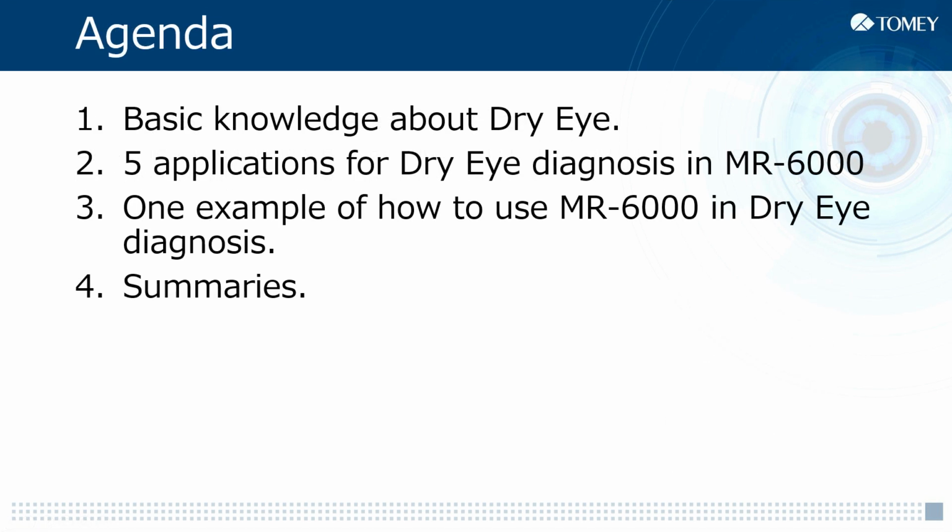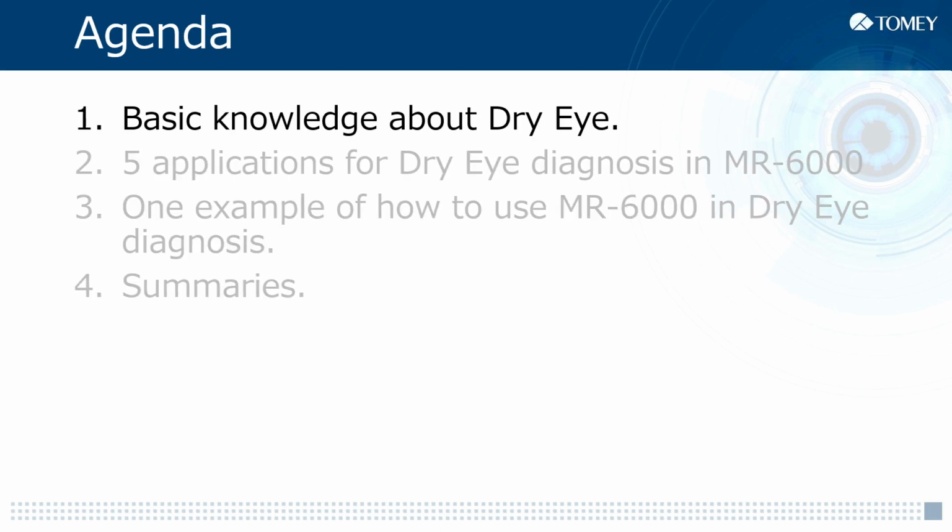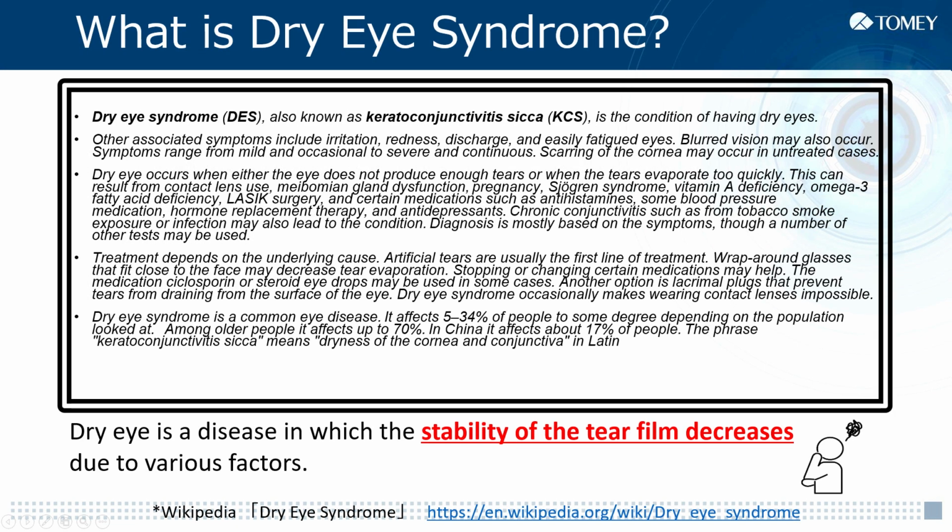Here are the topics in this presentation. First topic is basic knowledge about dry eyes. This article is explaining what dry eye syndrome is, and it is just quoted from the internet, so I am not trying to read each sentence, but in summary, dry eye syndrome is a disease in which the stability of the tears decreases by various factors.